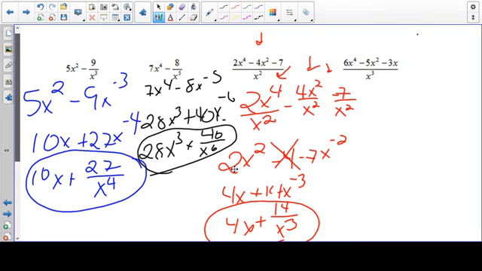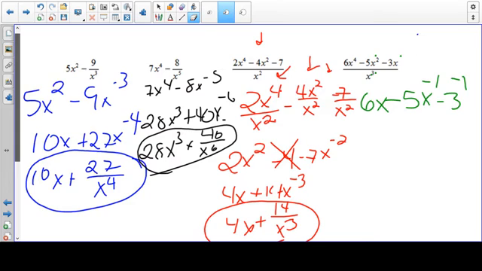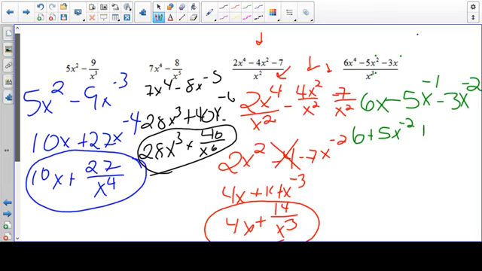Okay, so 4 minus 3 gives me 1, so I'm left with 6x. 2 minus 3 gives me negative 1, so I have negative 5x to the negative first. Minus 3, I've got 1 minus 3, which gives me negative, oops, forgot my x on that one, which gives me x to the negative second, because you're right, 1 minus 3 gives me negative 2. Now I can go ahead and take the derivative of everything. So the derivative of 6x will be 6. So I have 6 plus 5x to the negative second plus 6x to the negative third.